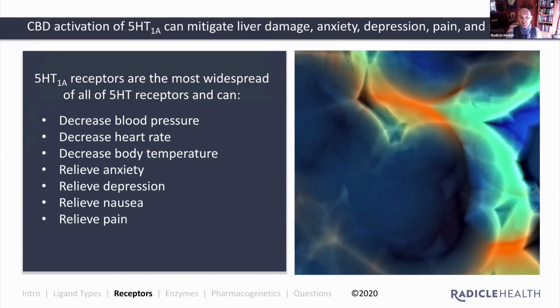Also, 5-HT1A receptor agonists can help relieve anxiety, depression, nausea, and pain. 5-HT1A receptor activation might also improve symptoms related to schizophrenia and Parkinson's. We have research in animal models that suggests that CBD activation of 5-HT1A receptors might help mitigate liver damage, anxiety, depression, pain, and nausea. CBD is a full agonist at this receptor, so that's why we think it might actually help with these conditions.